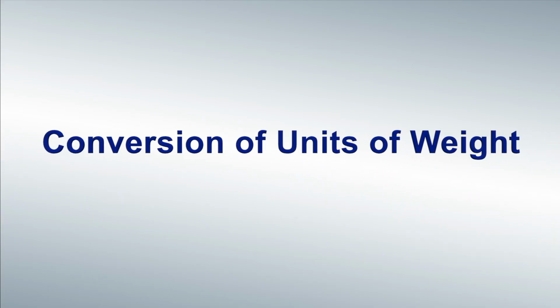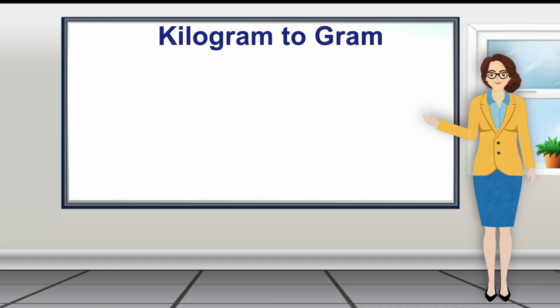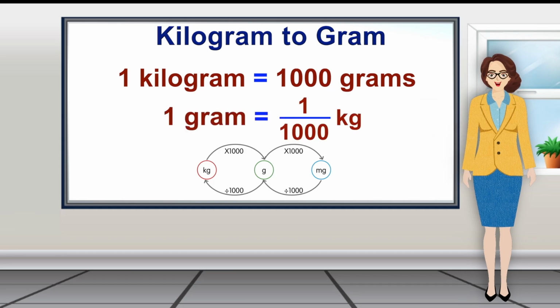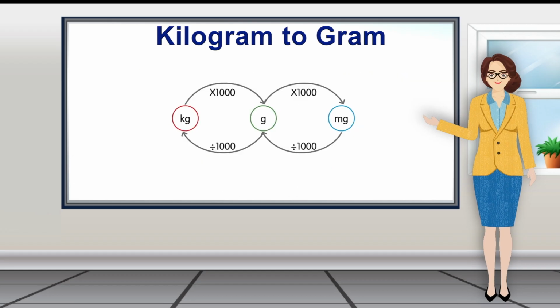Conversion of units of weight. Kilogram to gram. Students, do you know 1 kilogram is equal to 1000 grams and 1 gram is equal to 1 by 1000 kilograms? Let us learn it from an example.